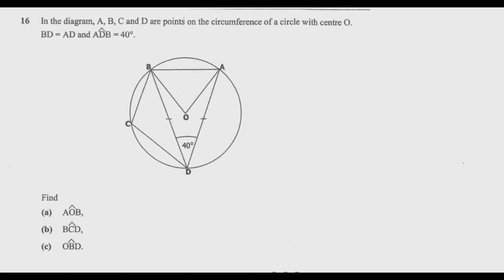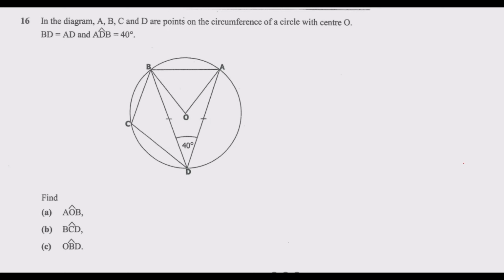Let us look at question 16. In the diagram, A, B, C, and D are points on the circumference of a circle with center O. BD equals AD, and angle ADB equals 40 degrees. Find angle AOB. B, find angle BCD. Then C, angle OBD.